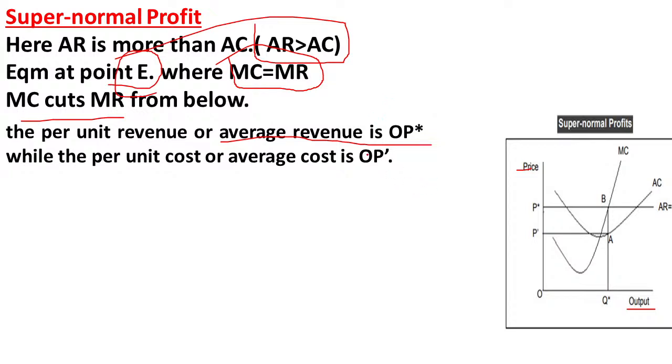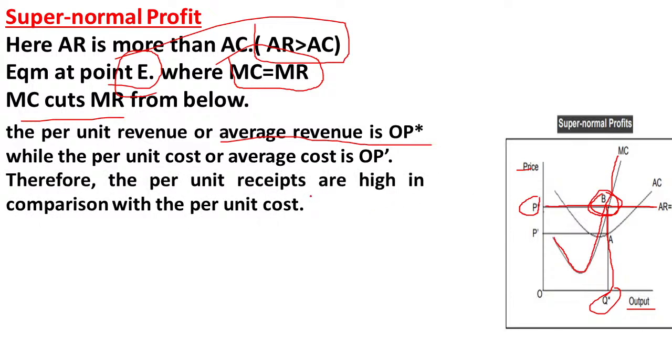Let us find the equilibrium. This is the marginal revenue curve, and this U-shaped curve is the marginal cost curve, and the marginal cost curve is intersecting the marginal revenue curve at point B. At this point MR is equal to MC. So this is the equilibrium point, the equilibrium quantity is OQ star, and the equilibrium price is OP star.